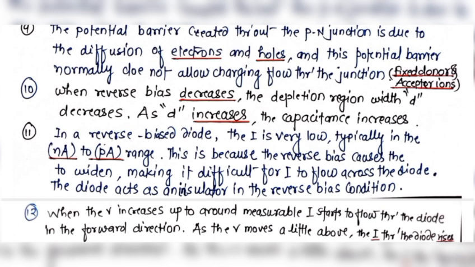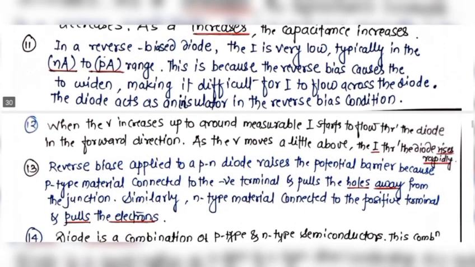When reverse bias decreases, the depletion region width decreases. As the width decreases, the capacitance increases. In a reverse bias diode, the current is very low, typically in the nanoampere to picoampere range. This is because the reverse bias causes the depletion region to widen, making it difficult for current to flow across the diode. The diode acts as an insulator in the reverse bias condition.